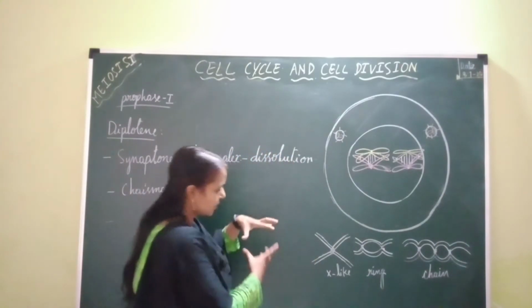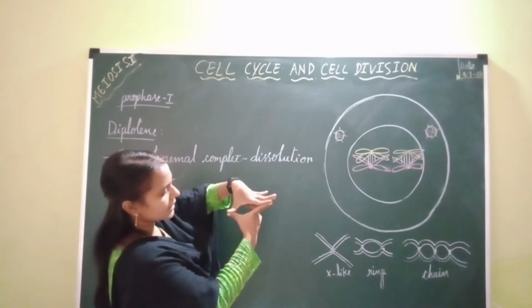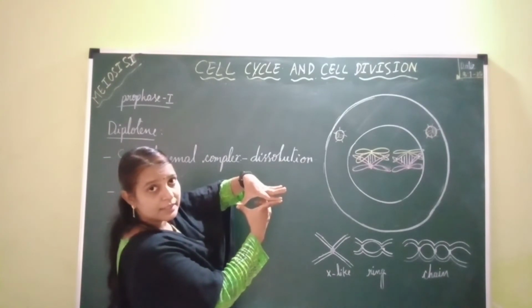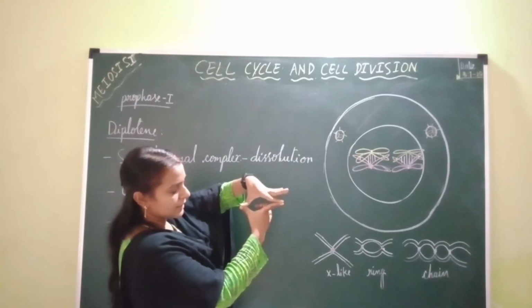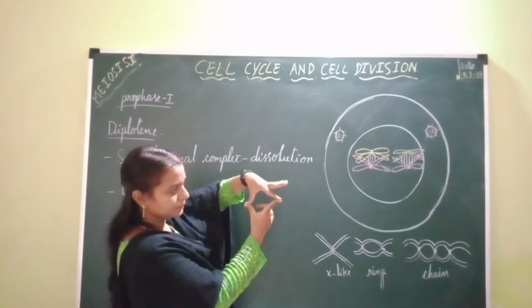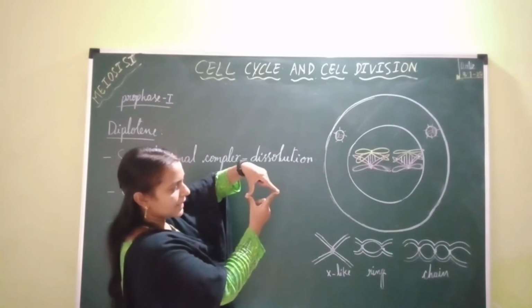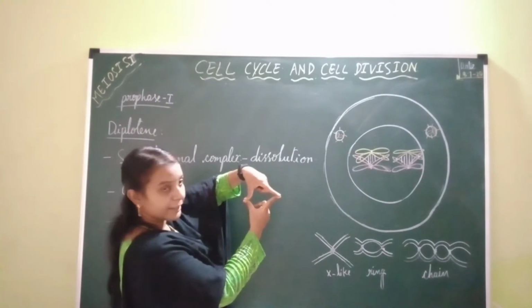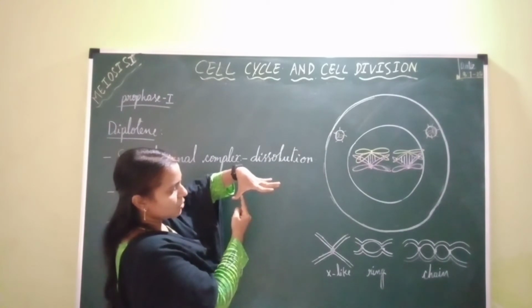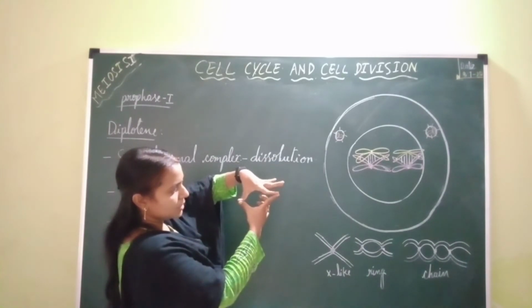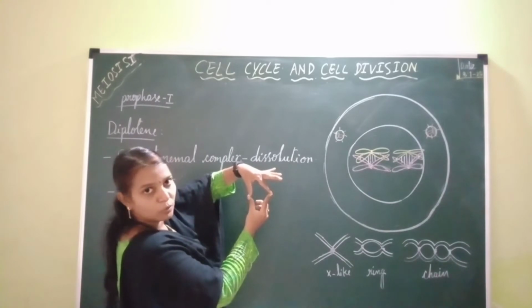So at first both of these chromosomes are like this. When this synaptonemal complex undergoes dissolution, they start repelling from one another. Repelling like this, they will try to separate from one another, so that the chiasmata which are present over here and here come to the terminal points of the chromosomes.